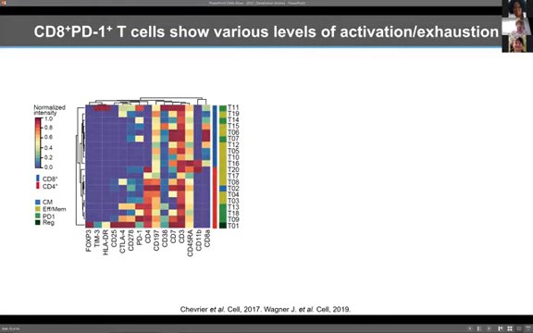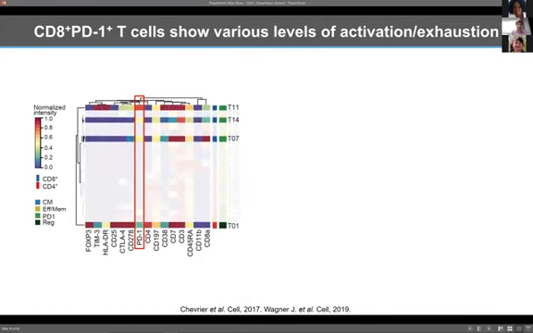Then we looked closer at the individual T cell phenotypes. Again, on the x-axis, you see the different markers that we measured. On the y-axis, the different T cell phenotypic clusters. And the abundance of the markers is shown from lowest, blue, to highest level, red. And now we'll only focus on those T cell phenotype clusters that actually express PD-1. And here I want to highlight especially 4 different T cell phenotypes.